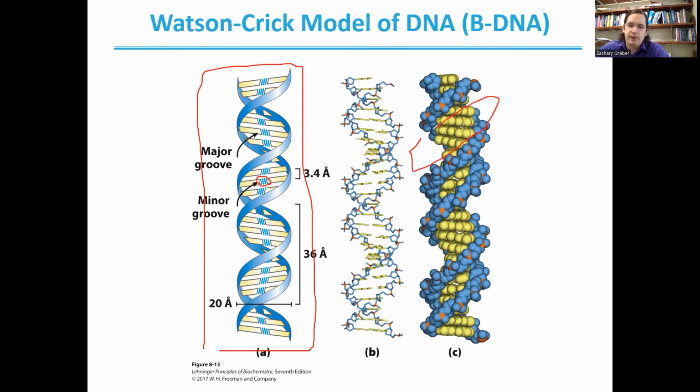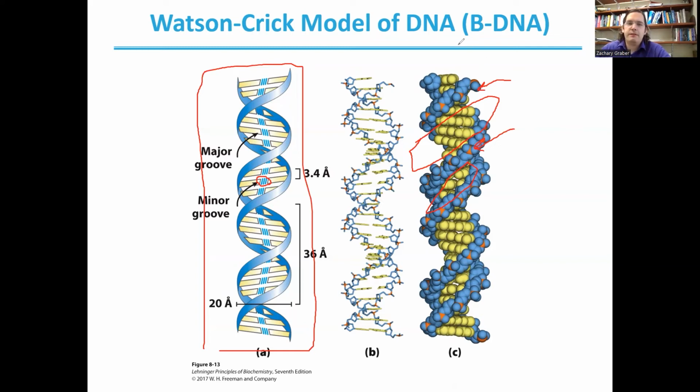So you can notice you have this major groove. We have this large gap between our sugar phosphate backbone, where our DNA nucleotides are a little bit more exposed there. And you also have this narrow gap. That's our minor groove, and these will alternate. So you can see it's minor, major as we move along our DNA structure.